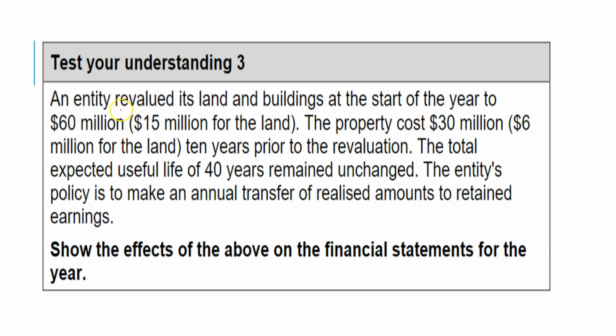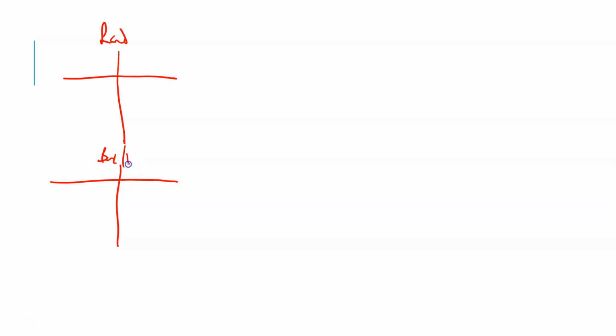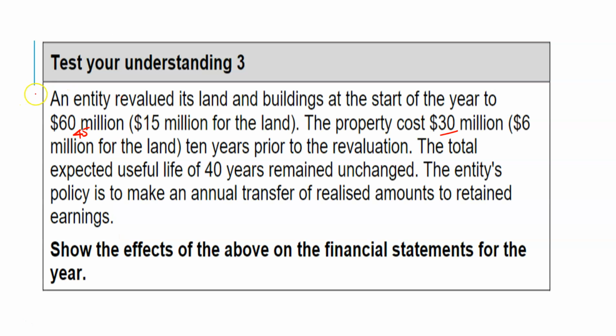So it says this entity revalued its land and building at the start of the year to 60 million, and from that 15 is for land, so therefore 45 must be for the buildings. And they give us the initial events, 30 million and 6 million for land, 10 years prior to the revaluation. So let's just put some double entry together, and I think that's the best way to look at this, of course. I'm going to separate out land and buildings, just because calculations are simpler that way.